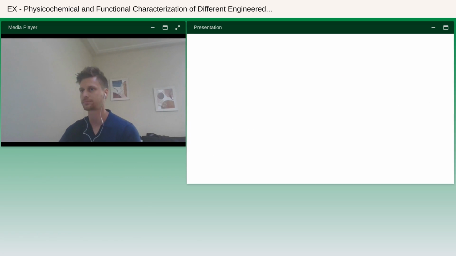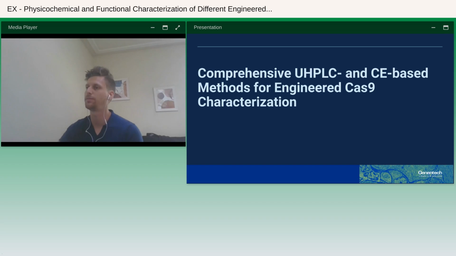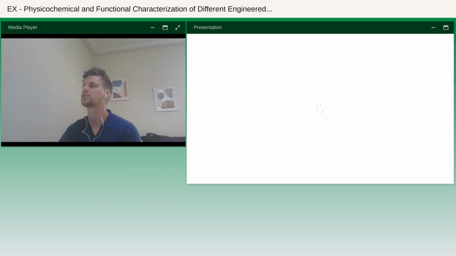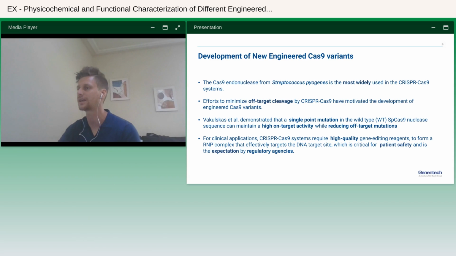So the first part of my talk will be about all the different methods that we can use to characterize the Cas9 variants. The Cas9 endonuclease from Streptococcus pyogenes is the most widely used in the CRISPR-Cas9 system. But over the last years, there has been effort to minimize off-target cleavage, basically the unwanted mutations that can be caused by CRISPR-Cas9. And for that, there is a lot of ongoing effort to develop engineered Cas9.